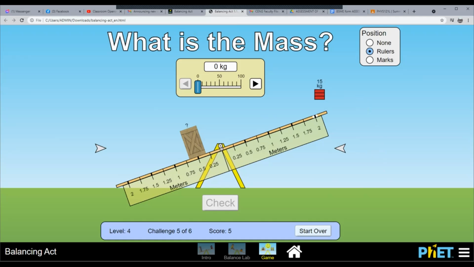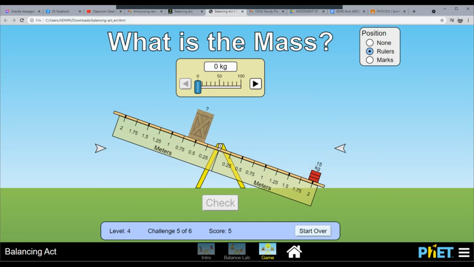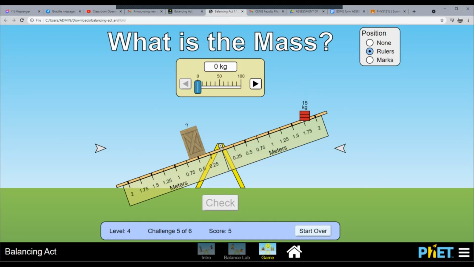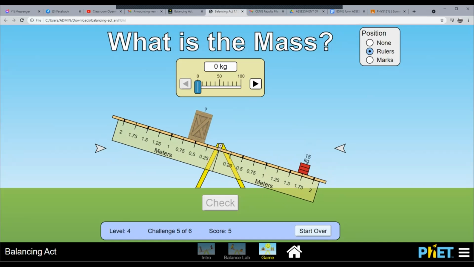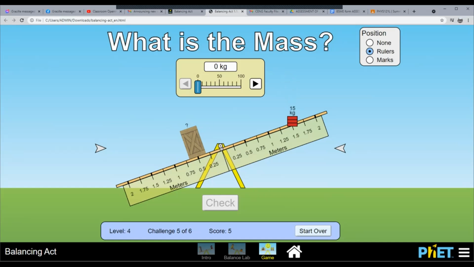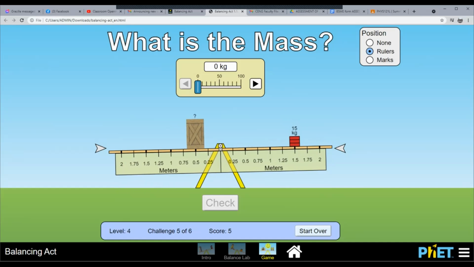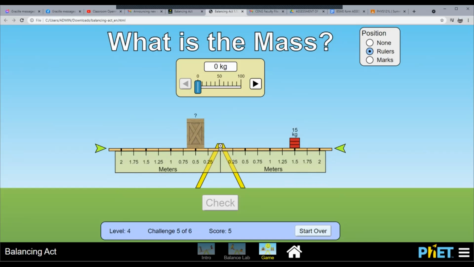If we place this 15 kilogram here, we'll create an unbalanced force. Another in 1.75 is still unbalanced. At 1.5, okay, so what's the mass of the object, the mystery object? 5 po, ma'am. Your answer? 5 kilogram? Yes po.